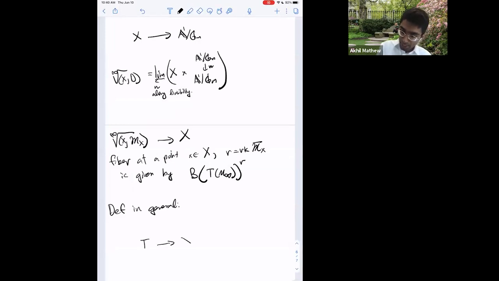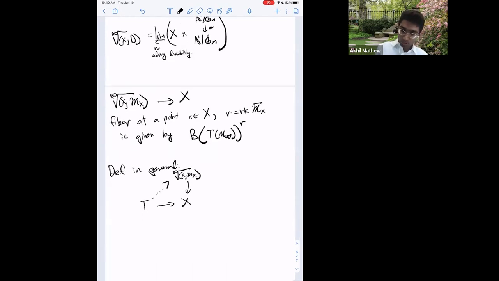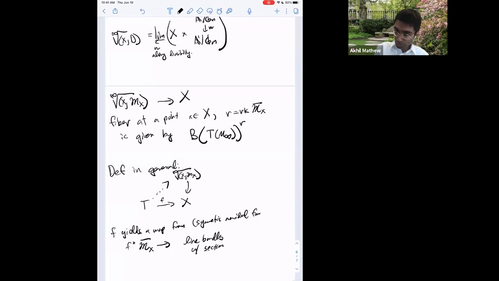So if you're given a map from T to X, where X is a log scheme, if you want to lift it to the infinite root stack of (X, M_X), then what you need to do is, well, the map from T to X is giving you, so f yields a map from f^*M_X bar to the groupoid of line bundles with section. So I guess this is like a symmetric monoidal functor. And what you need to do is make this map infinitely divisible.